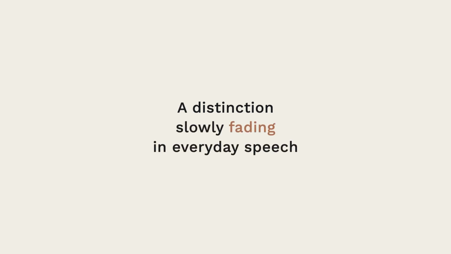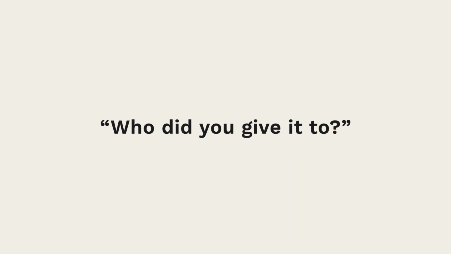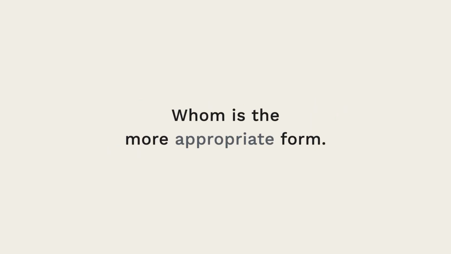You've probably heard and likely said something like, who did you give it to? Technically, that should be, whom did you give it to? Here's why. As a general rule, who is used in the subject case for the person performing the action. Whom is used in the object case for the person receiving the action. In this sentence, you is the subject performing the action. You gave something. The person receiving it is the object. So whom is the more appropriate form here, not who.